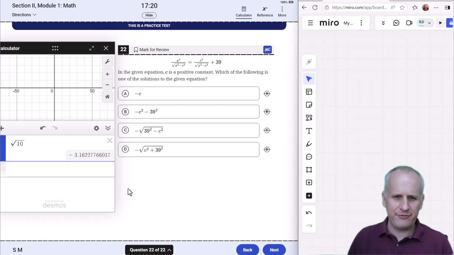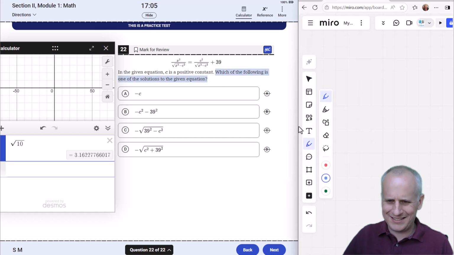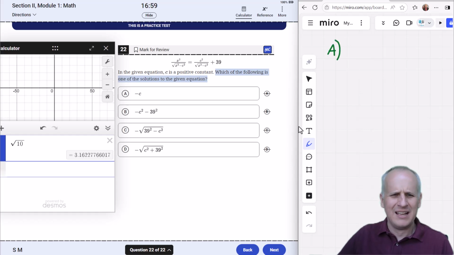So if we have choice A be the right answer, we can plug that in, and we'll do this just on the right. We're looking for which of the following is a solution to the given equation. So we'll take a look at the very highest level of these answer choices. The part that's going to make it weird is the square root in the denominators, right?